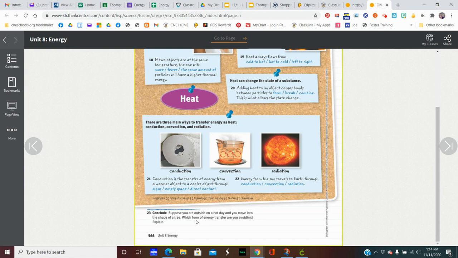All right, this finishes our lessons on our textbook lesson on thermal energy. We will go ahead and move on to our next activity.